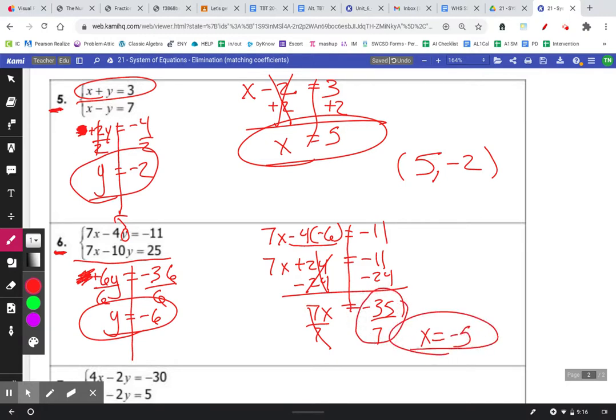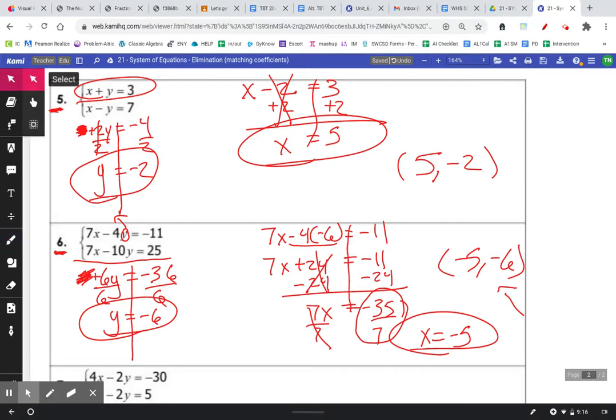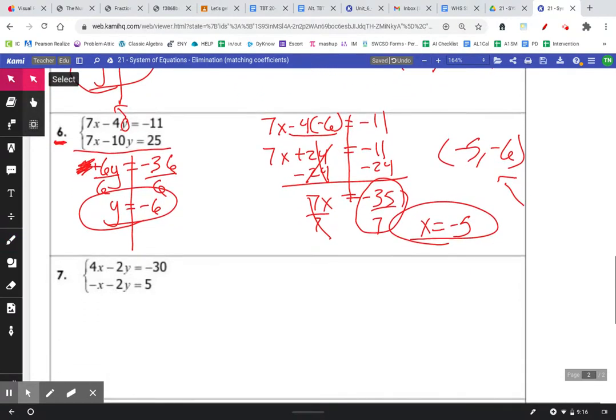So there's that and that. I need to write them as an ordered pair. Which one goes first? X does. So I get the solution is negative 5, comma, negative 6. They cross at this one point and one point only. There's one solution. All right. Let's keep rocking and rolling. A couple more examples I think are worth looking at and spending some time on.